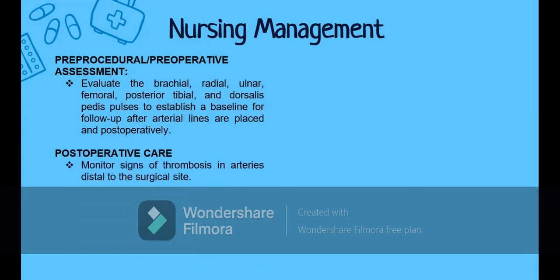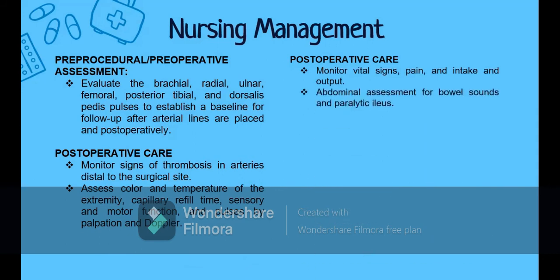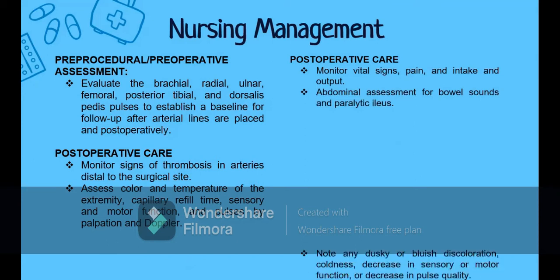For postoperative care, you need to monitor signs of thrombosis in arteries distal to the surgical site. Assess color and temperature of the extremity, capillary refill time, sensory and motor function, and pulses by palpation and Doppler. Monitor vital signs, pain, and intake and output. Abdominal assessment for bowel sounds and paralytic ileus.